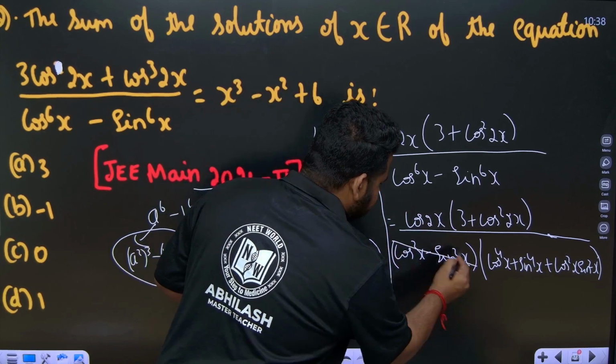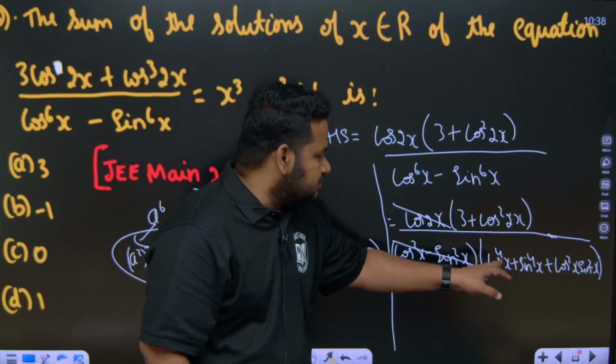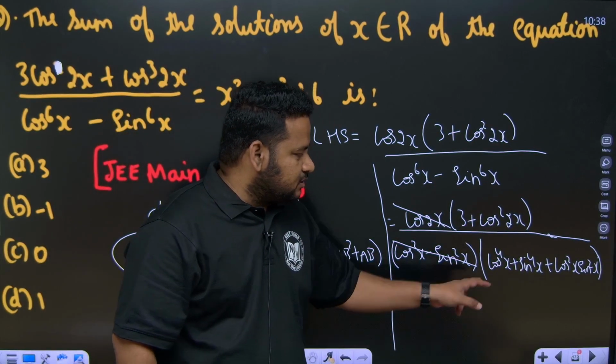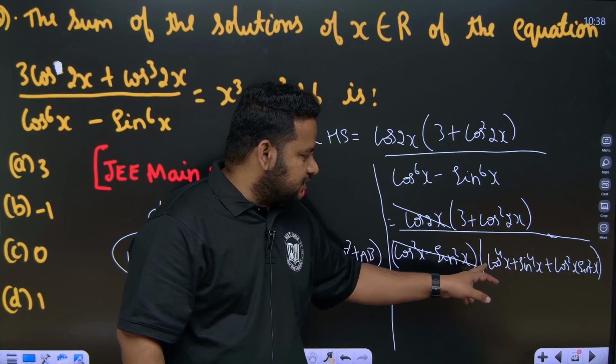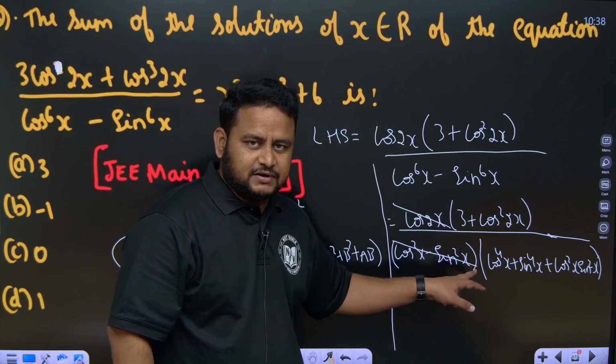So this is also cos 2x, so this is also cos 2x, I can cancel. Now I am left with only this thing. So cos square x plus sin square x, that is nothing but what, cos power 4x plus sin power 4x can be written as cos square x.